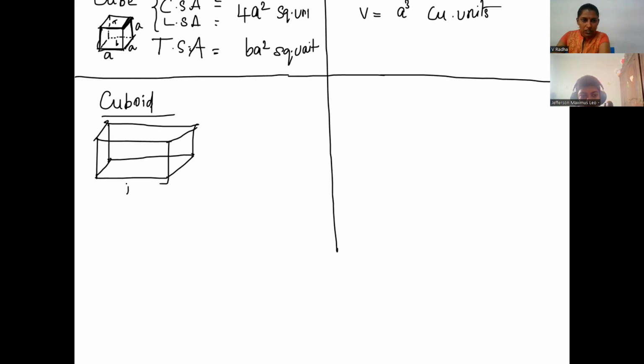This is a cuboid. This is length, this is breadth, this is height. Here also we have CSA and TSA. CSA means the four side faces only. A room is also a good example of a cuboid. If the ceiling and floor are removed, that is the CSA.